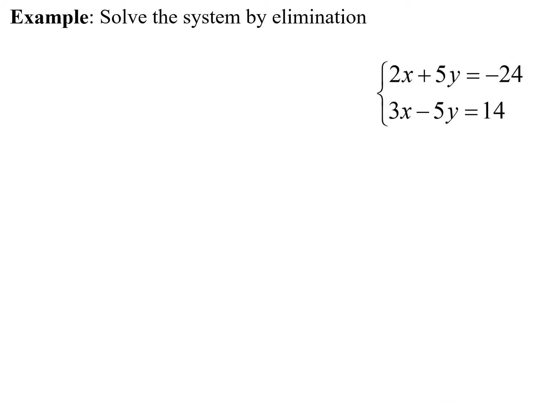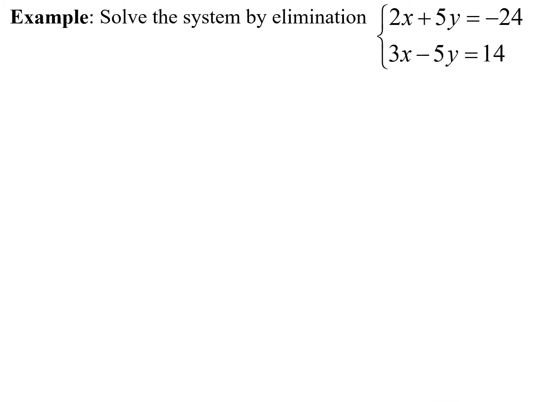So when I solve by elimination, I'm looking at a system like 2x plus 5y equals negative 24 and 3x minus 5y equals 14. Typically, when we solve by elimination, you see both the x terms and the y terms on the same side of the equation like we have here. Now, if we take a look at the y term, I have positive 5y in the first equation and negative 5y in the second equation. So if I add these two equations together, 5y minus 5y is 0y, which means that I eliminate my y. That's why we call it solving by elimination.